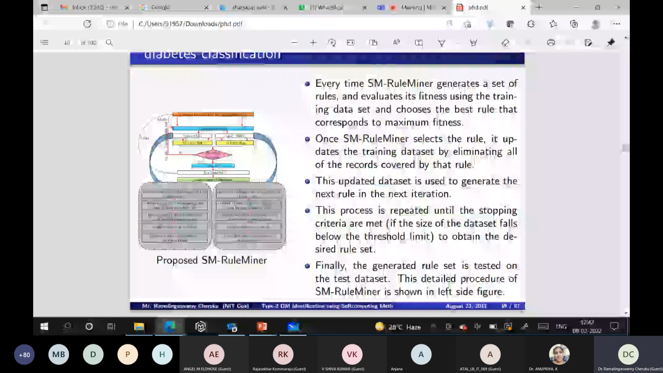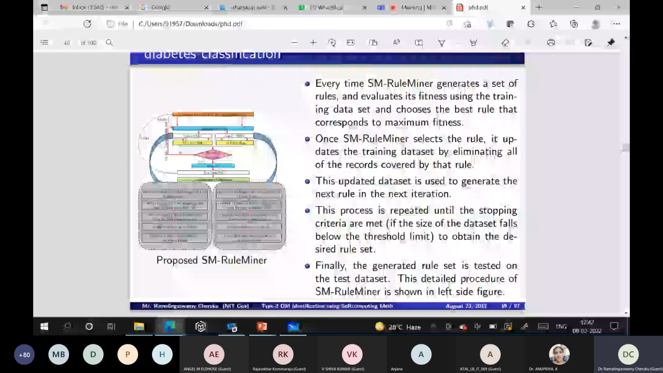So what is the stopping criteria? The stopping criteria could be when the size of your training data set falls below a certain threshold. Suppose the number of records in your modified data set is below 10, then you can stop your algorithm, something like that. So this process is repeated until the stopping criteria are met, when the size of the data set falls below a certain threshold, to obtain the desired rule sets.